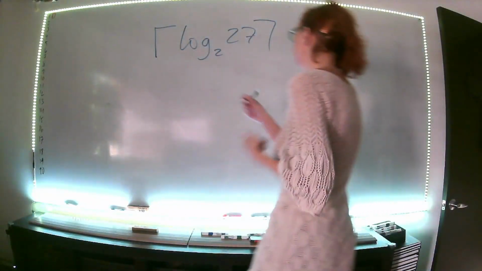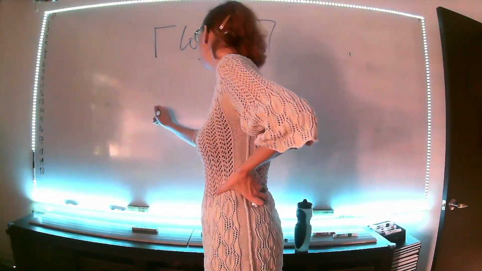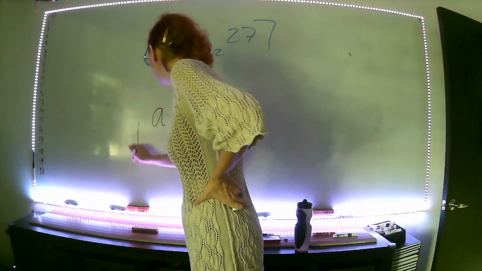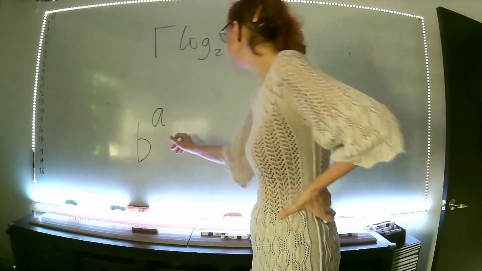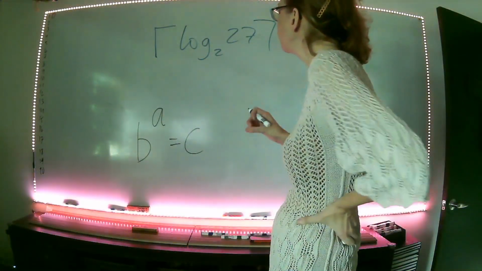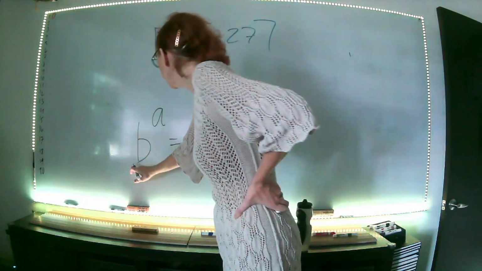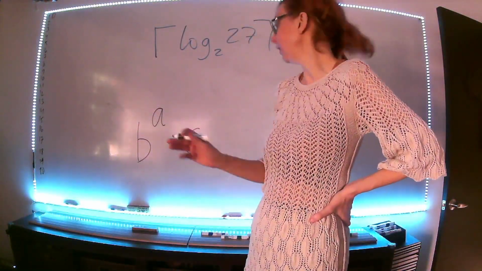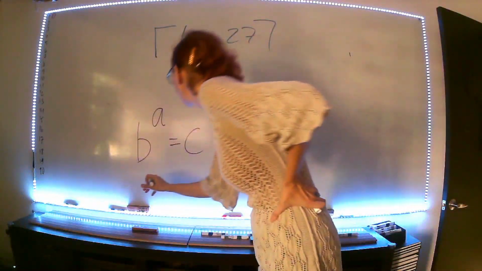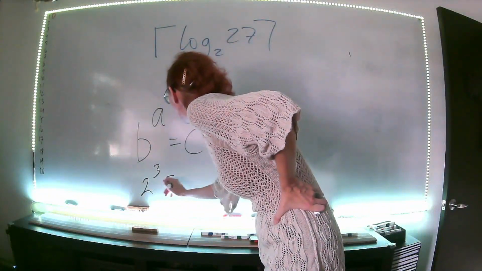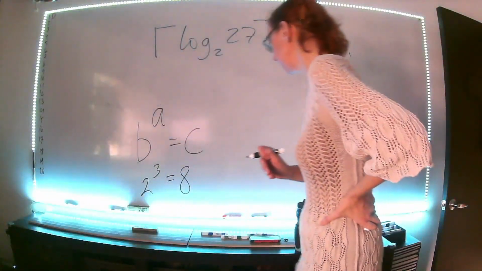It was taught to you. So if I have an A, this A is a power to some number B, and it gives me a C. It means I'm doing an exponential function with base B, the exponent being an A, and I have obtained this value C. For example, I could have 2 to the third power. It could give me an 8.